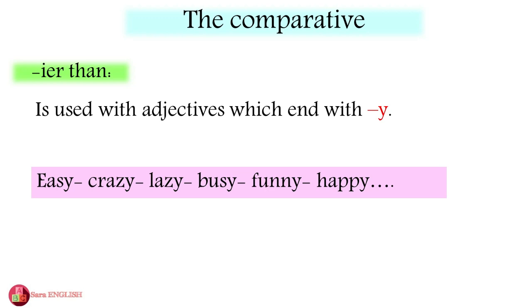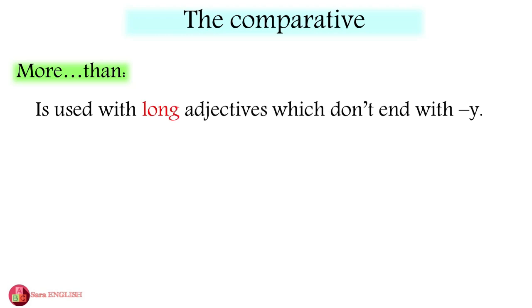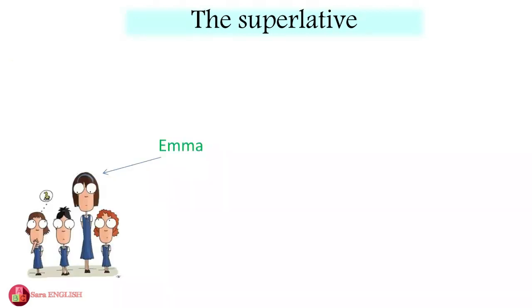And finally, we add more plus the adjective as it is plus than with long adjectives which don't end with Y. So when we have a long adjective and it doesn't end with Y, we just write more plus the adjective plus than. For example, interesting, amazing, beautiful, intelligent, difficult.